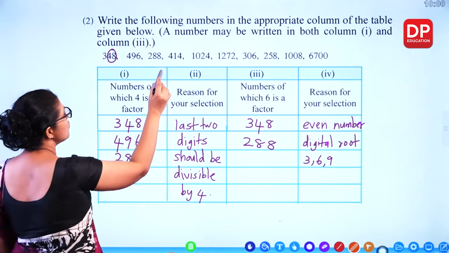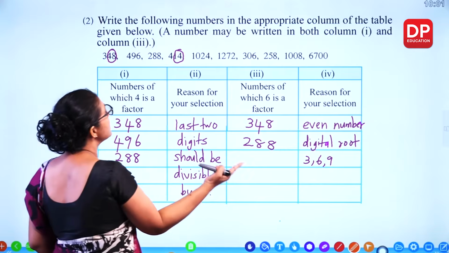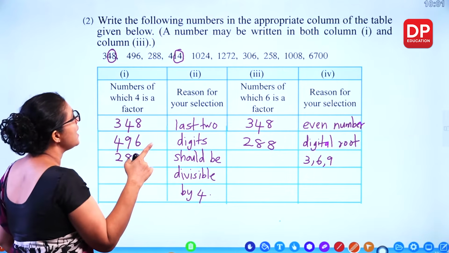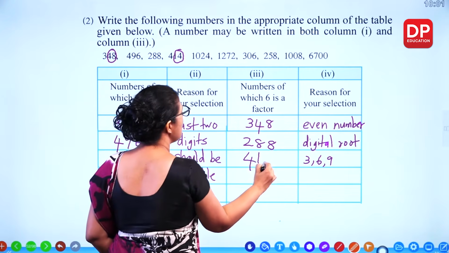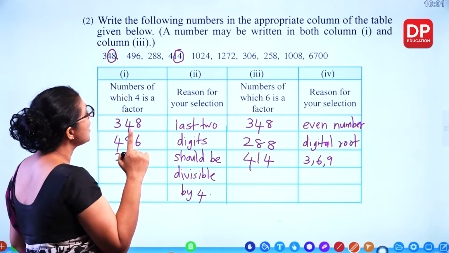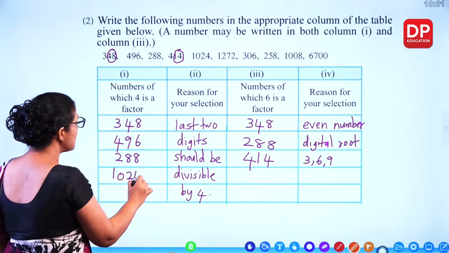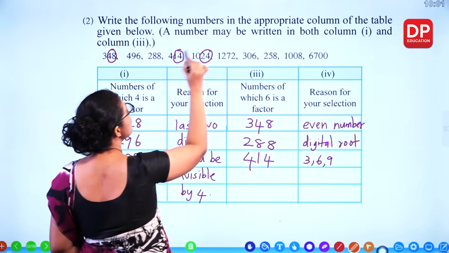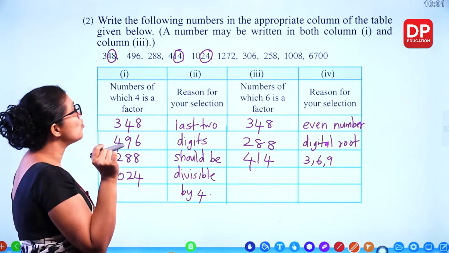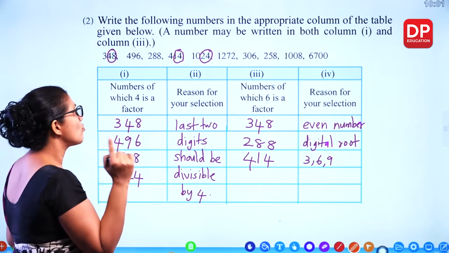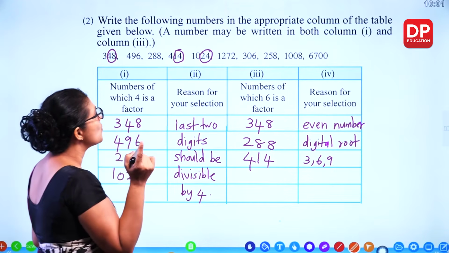414. Last 2 digits not divisible by 4. What's the digital root? 4 plus 4, 8. 8 plus 1, 9. And also an even number. It's divisible by 6. 1024. It's divisible by 4 because last 2 digits 24 divisible by 4. Digital root 4 plus 2, 6. 6 plus 1, 7. It's not divisible by 3. So then it's not divisible by 6 as well.